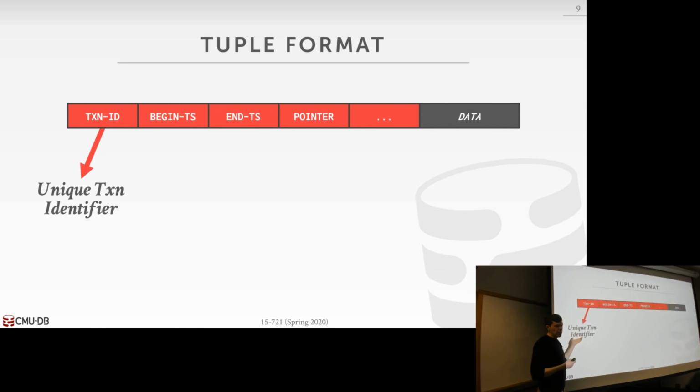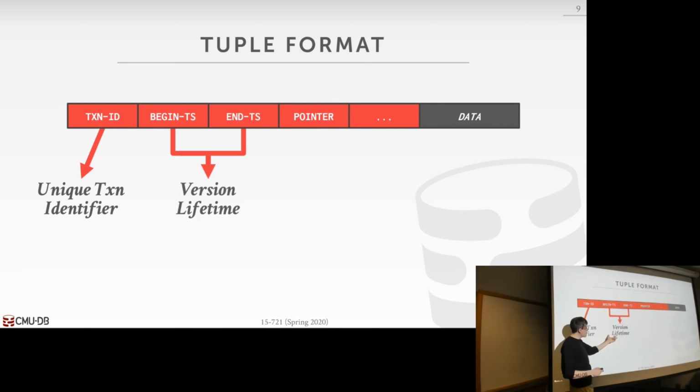So the first thing we're going to have is a unique transaction identifier. This is just the ID of the transaction that either created this version or is currently operating on it, holds the lock on it. Then we'll have the begin and end timestamps, and these are going to be used to determine the lifetime of the visibility of this particular version. These timestamps could be logical counters, like a single counter, or they could be a really high precision hardware clock, like in nanoseconds. Typically, people use a counter because it needs to follow the same domain as transaction IDs.